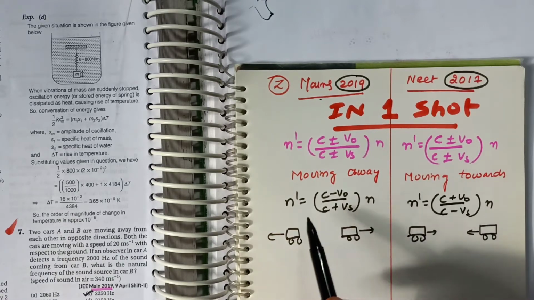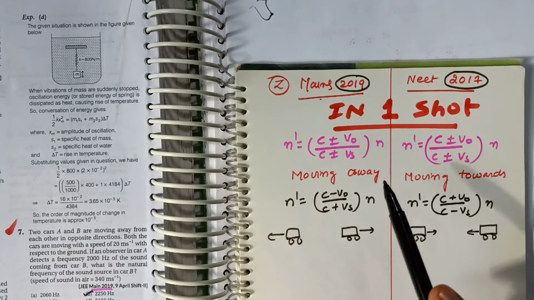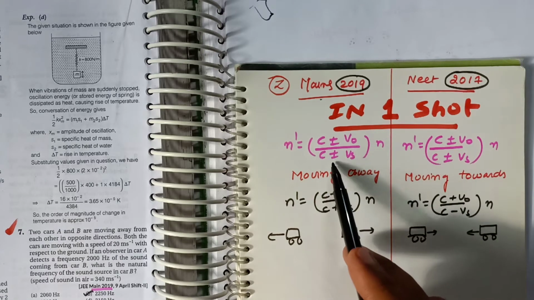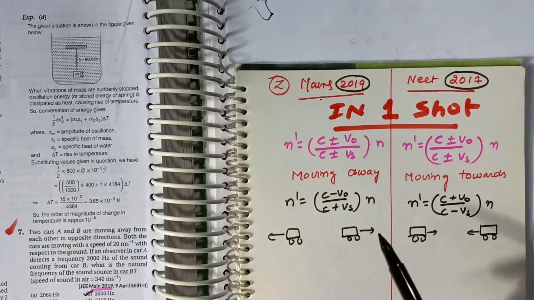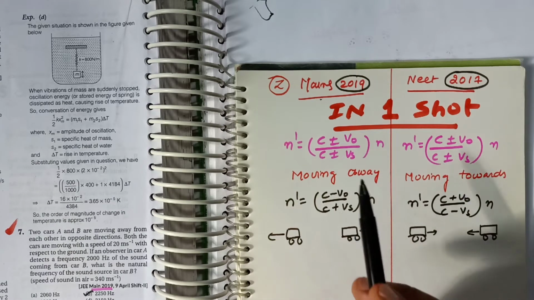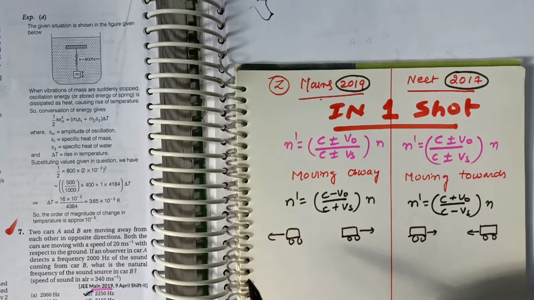Okay, so a single formula is sufficient to do these types of problems here. Only one formula. If you remember this formula, you can solve any problem of Doppler effect with a single short formula. It is a very amazing technique here. One formula is enough to solve any problem.